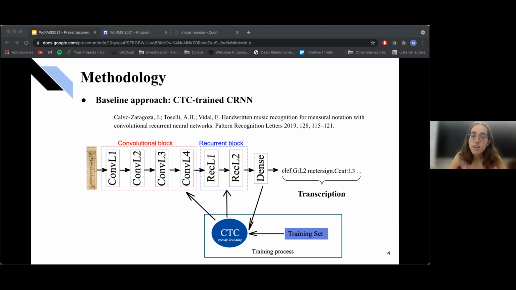To train this type of model, we use the connectionist temporal classification loss function, the CTC loss function. We use it because it's an alignment-free loss function. That is, we don't need alignment between the input and the output of the model. In this slide, you can see a scheme that briefly represents the current state-of-the-art methodology, and we are going to consider this the baseline architecture for this work.